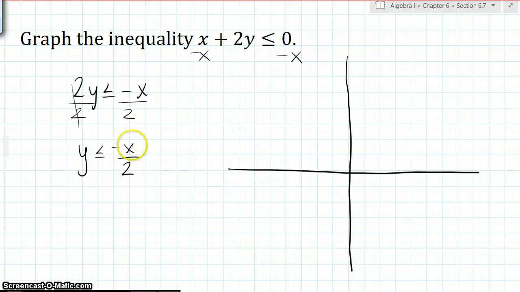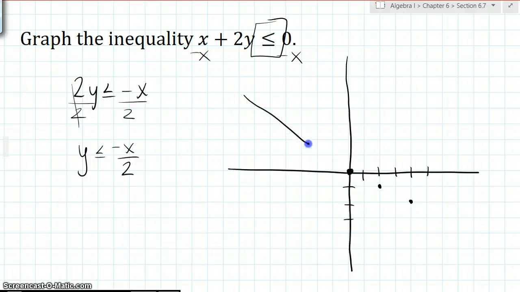The slope is always with the x term, so my y-intercept is 0. I start at 0 and use my slope of negative 1 over 2. So I go down 1 over 2, down 1 over 2, and it's going to be a solid line because it's less than or equal to. So I go ahead and draw a solid line.